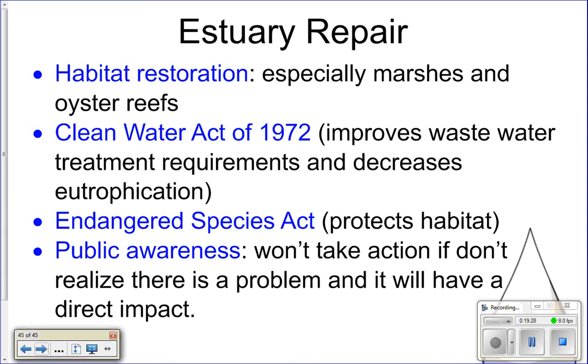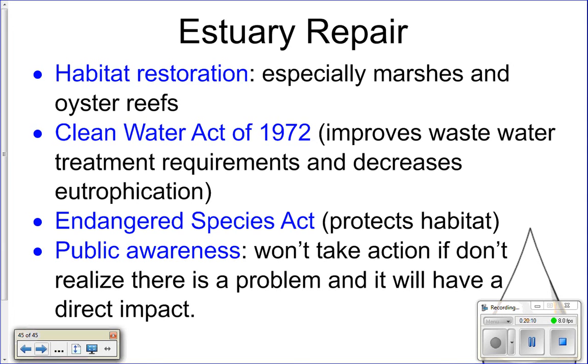Okay, people are working to try and replace and repair our estuaries. So particularly they're focusing on marshes, salt marshes, and also oyster reefs. The Clean Water Act of 1972 is one of the ways that is helping to protect estuaries because it helps to increase the quality of the wastewater that gets dumped into rivers and stuff, and therefore decreases the amount of eutrophication. The Endangered Species Act also helps because it protects the habitat of all the endangered species, and so if the habitat is protected and they live in an estuary, then the estuary is protected. So that's good.